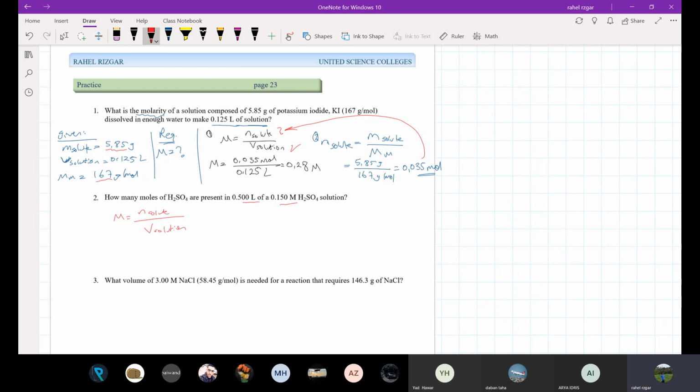Now, volume is given. Check. Mole is required. Molarity is also given. So we don't have to go and find something else. You can directly calculate, just cross product, then mole of solute equals molarity times volume of the solution, which is 0.5 times 0.15 equals 0.075.